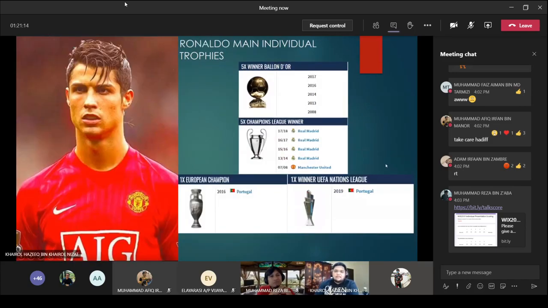So for Ronaldo, on the other hand, he has won 5 Ballon d'Ors, and he has won one more Champions League. He has won 5 Champions League with 2 separate teams, which are Real Madrid and Manchester United. And for Portugal, he won the Euros in 2016. And last year, recently, he won the UEFA Nations League with Portugal.